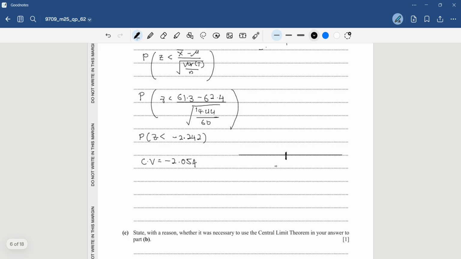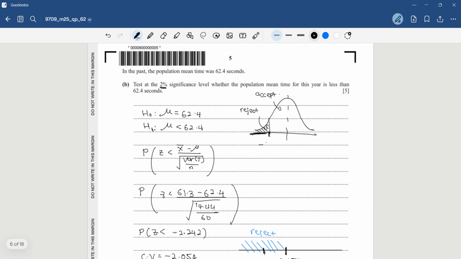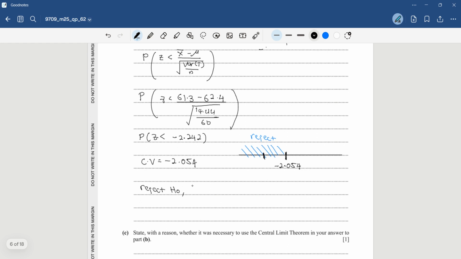So this is my negative 2.054, and this part is my rejection region. Okay, so negative 2.24 will be somewhere here. This shows that it falls in a rejection region. So we're going to reject H null. Which means you need to explain in words. It shows there is sufficient evidence.